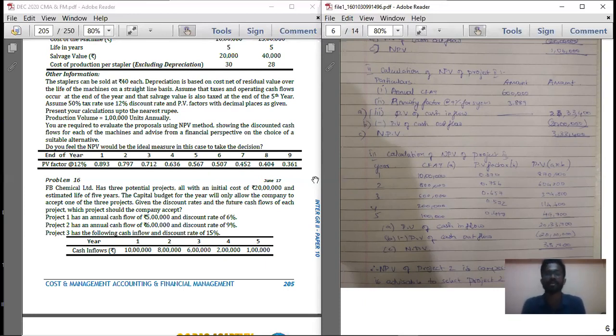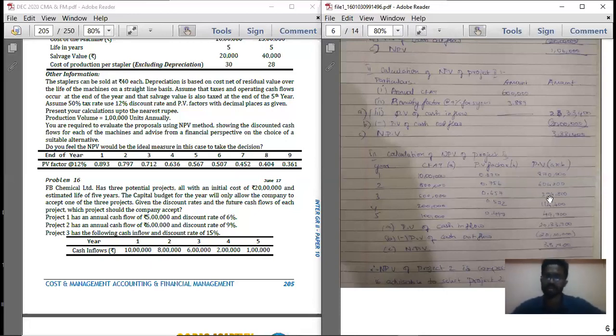So if you multiply the CFAT with the present value factors, you will get the present value. So multiply CFAT into PV factor, you will get present values. So 10 lakh into 0.870, you are getting 8,70,000 for year 1. In respect of year 1, present value is 8,70,000. So year 2, calculate 8 lakh into the present value factor 0.756. You are getting 6,04,800. So record for year 2 6,04,800.